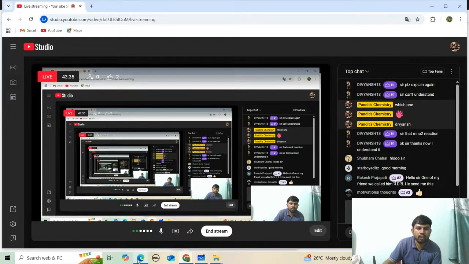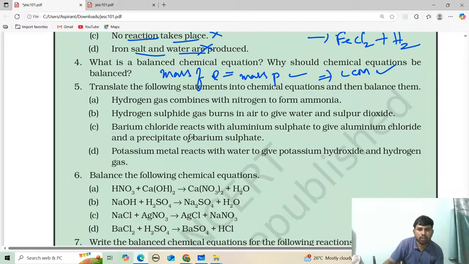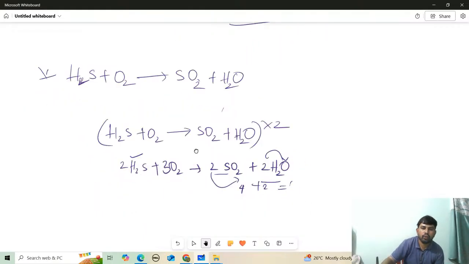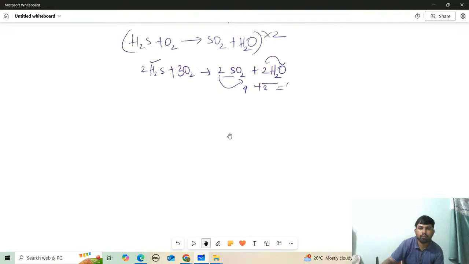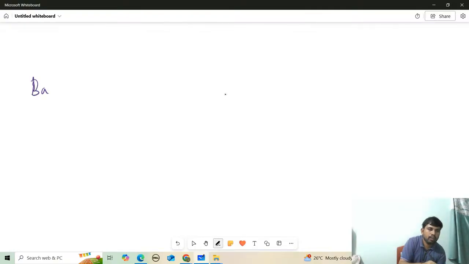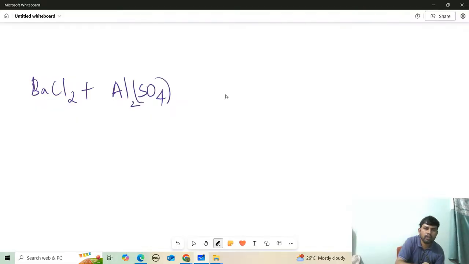Now see, some other questions are there. Barium chloride reacts with aluminum sulfate and gives aluminum chloride and precipitate barium sulfate. So barium chloride formula is BaCl2. Okay. Aluminum sulfate is Al2(SO4)3.